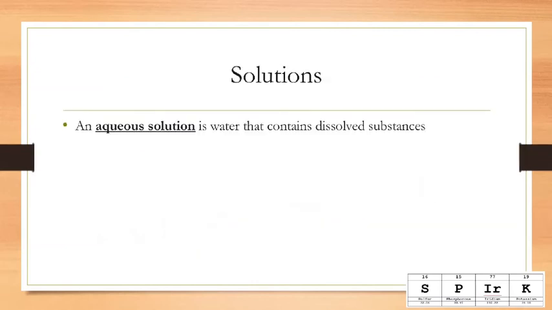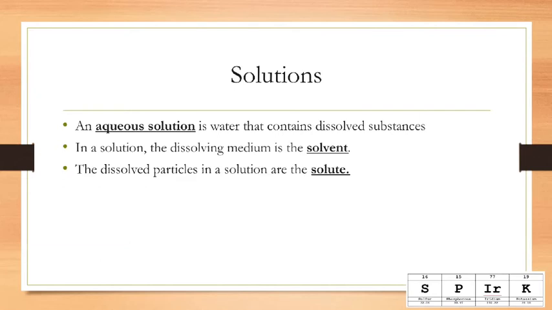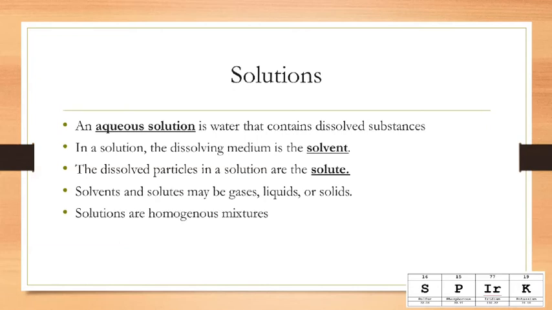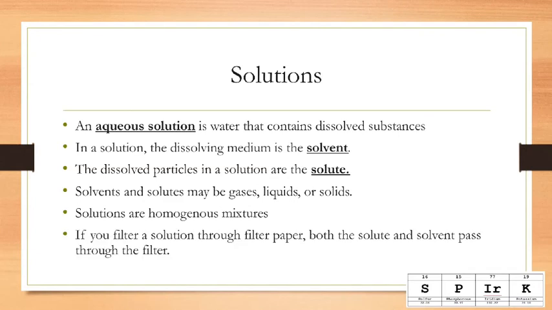So first we're going to talk about solutions. An aqueous solution is water that contains dissolved substances. We briefly talked about solutions when we talked about states of matter. In a solution, the dissolving medium is the solvent, so in this case it would be the water. The dissolved particles in a solution are the solute. Solvents and solutes may be gases, liquids, or solids. Solutions are homogeneous mixtures. If you filter a solution through filter paper, both the solute and the solvent pass through the filter paper.